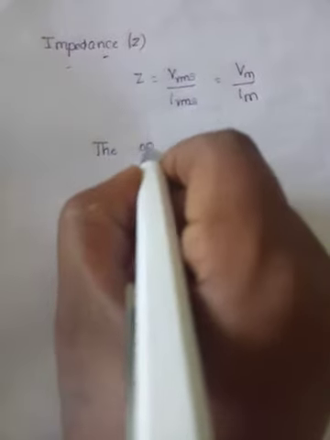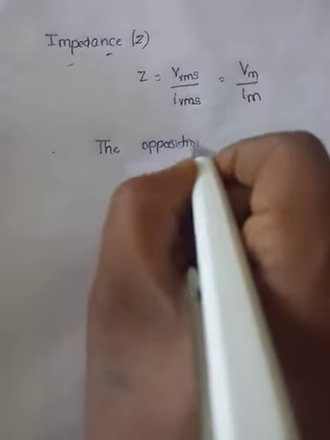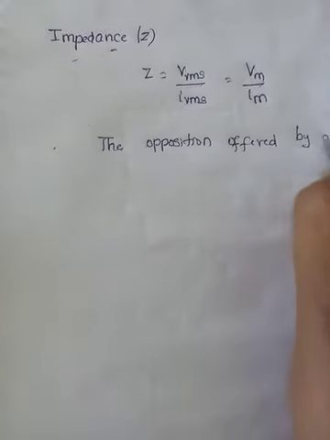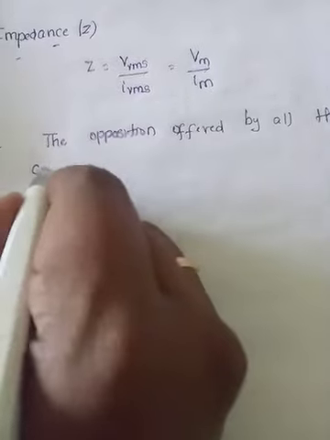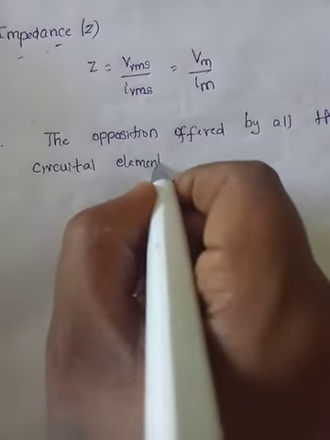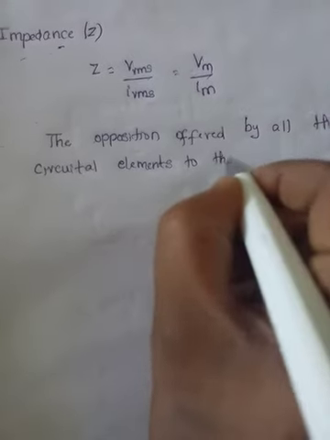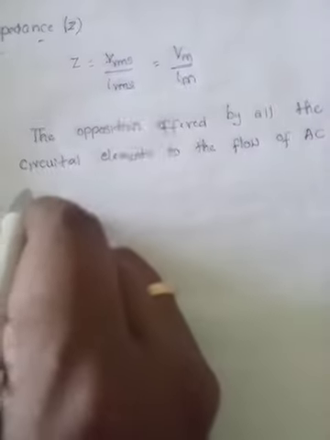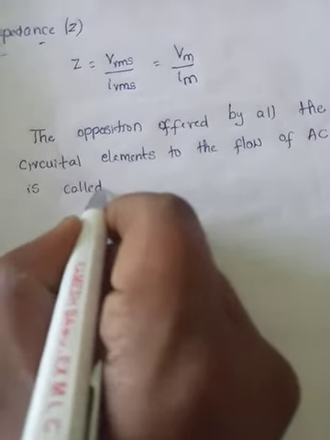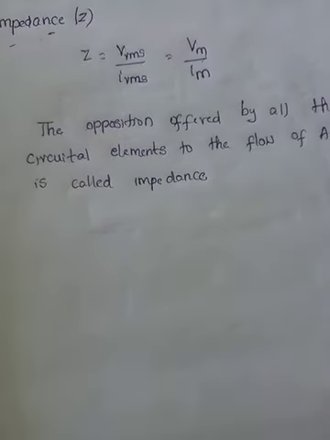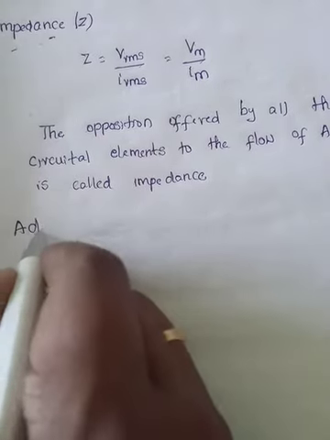So the opposition offered by all the circuit elements to the flow of AC is called impedance. Next one is admittance.